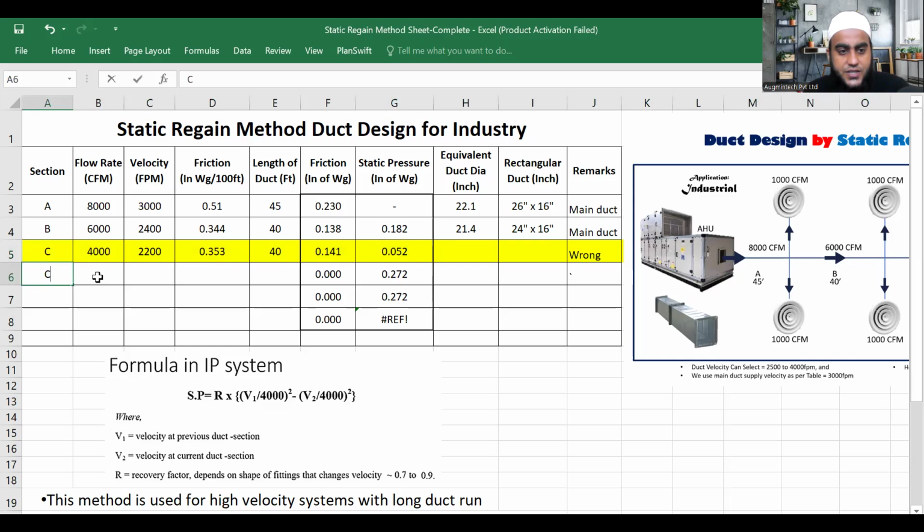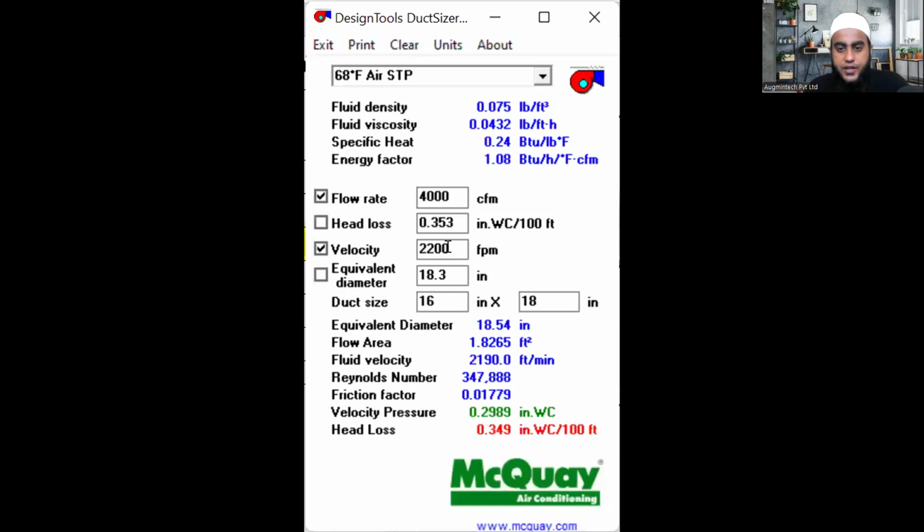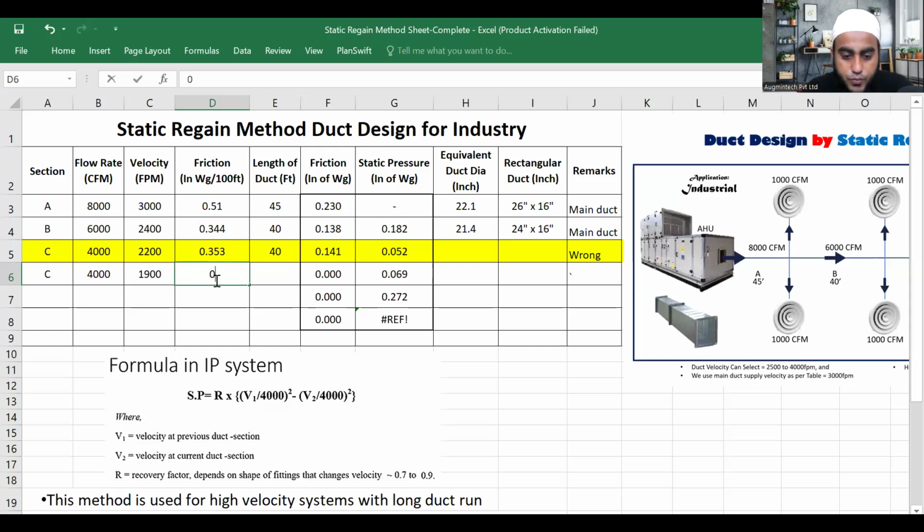Again, C section. Flow rate is the same, 4000. Now suppose I'm selecting 1900 FPM velocity. Do that for 1900 and tell me. 4000, 1900 FPM. Okay. So as per that, see the head loss value which we have got is 0.243. Open the Excel sheet, write down 0.243. Total section C duct length is 40. So as per that, when you see, yeah, now it is correct.